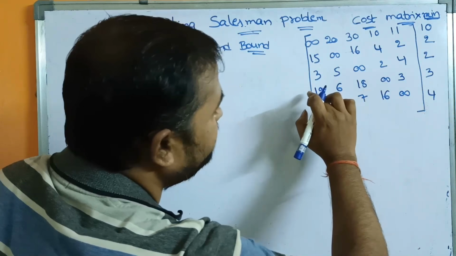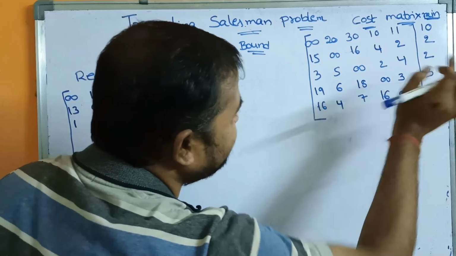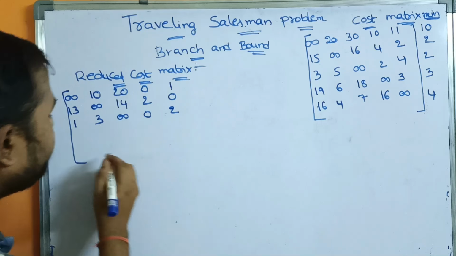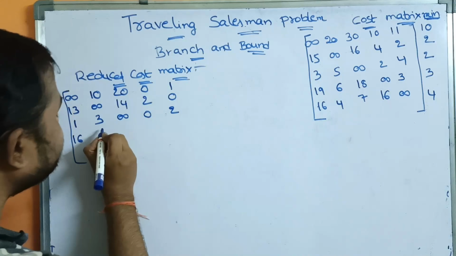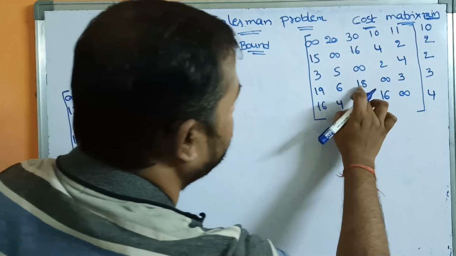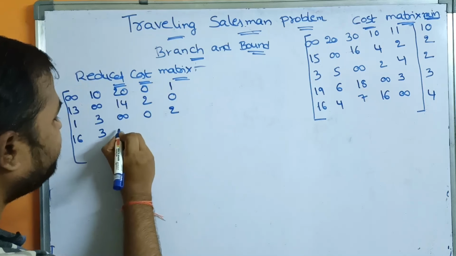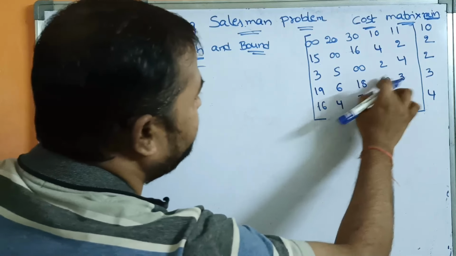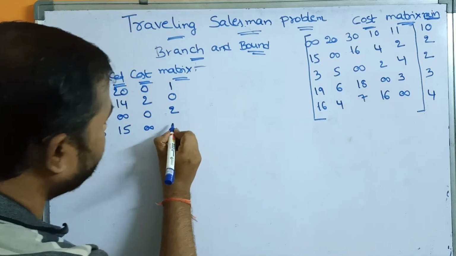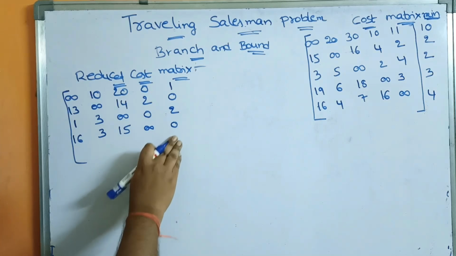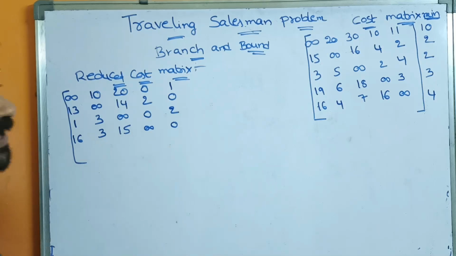Next we have to subtract each entry of the fourth row with 3. So 19 minus 3 means 16. 6 minus 3 means 3. 18 minus 3 means 15. Infinity minus 3 means infinity. 3 minus 3 means 0. So here also we got one entry as 0. So the row is reduced.